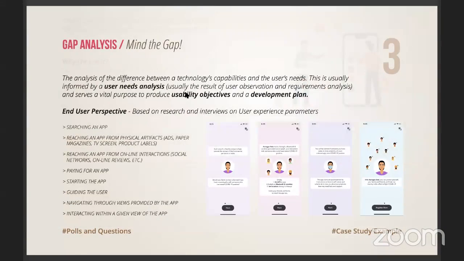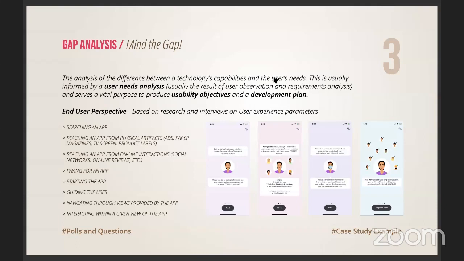With the next stage, which is gap analysis, I will discuss this with an example as well. It is the analysis of the difference between a technology's capabilities and the user's needs. So where the product is actually standing, and if there is a gap between that and what the user who is using it needs, that is called gap analysis. So there is a gap between what you are serving the person and what he's willing to eat.